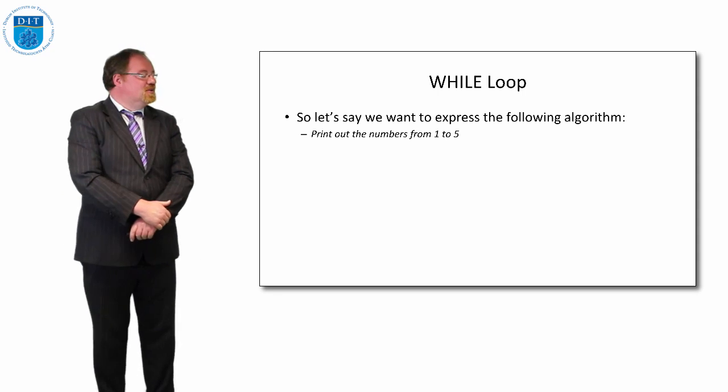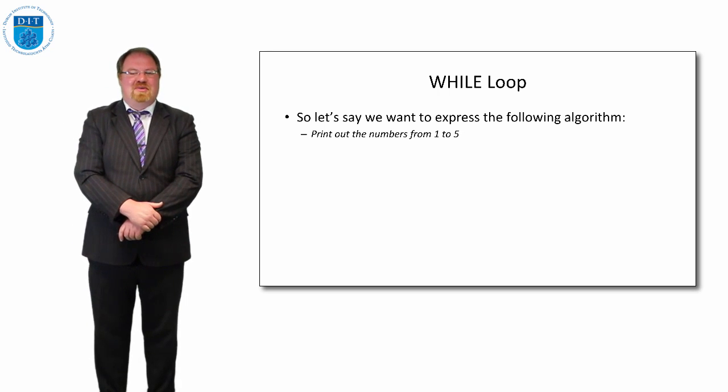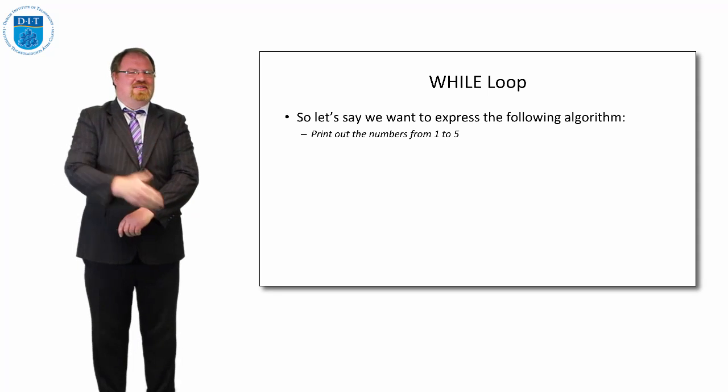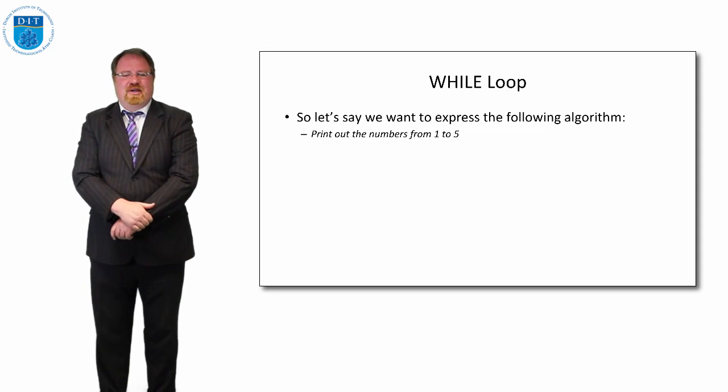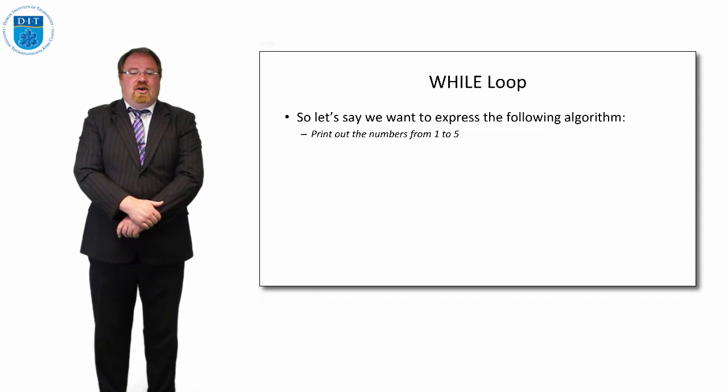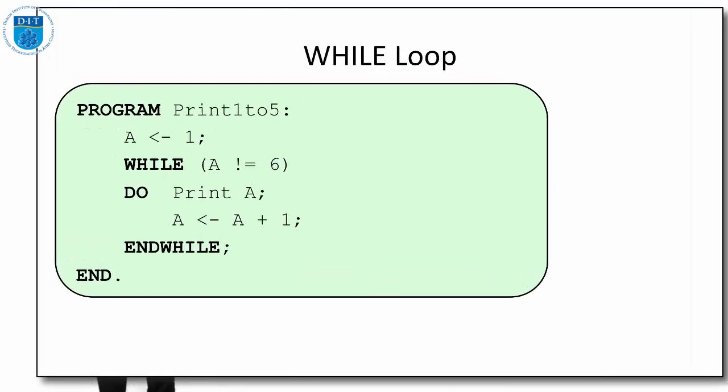If we want to print out the numbers 1 to 5,000, we'd have to type out print 1, print 2, print 3, print 4, all the way to 5,000. So a loop allows us to do this in an easier way. If we want to print out the numbers, we have our program, it's called print 1 to 5.